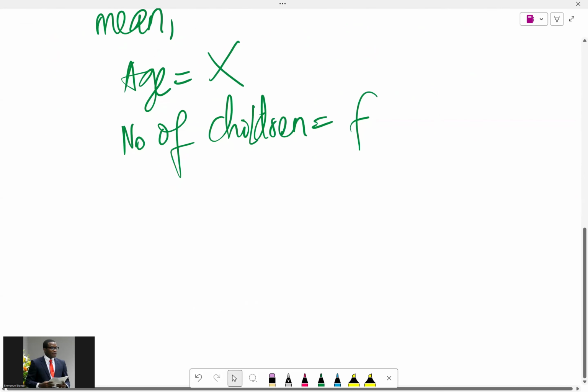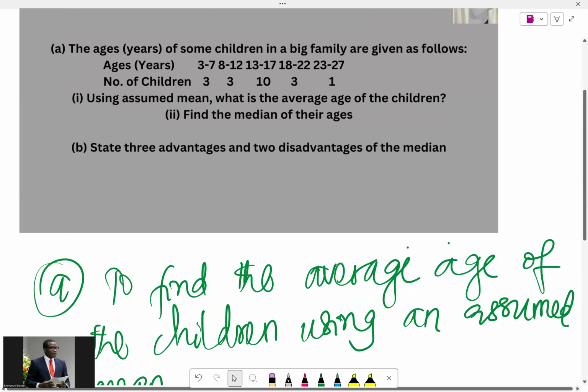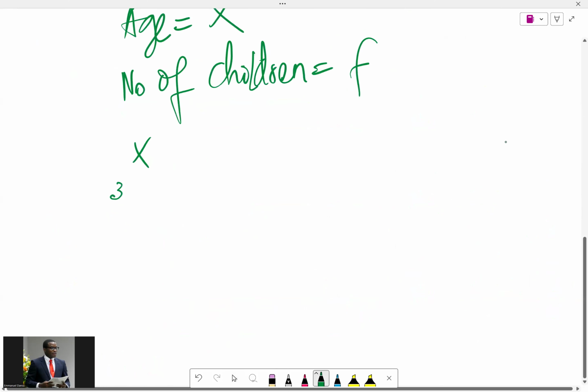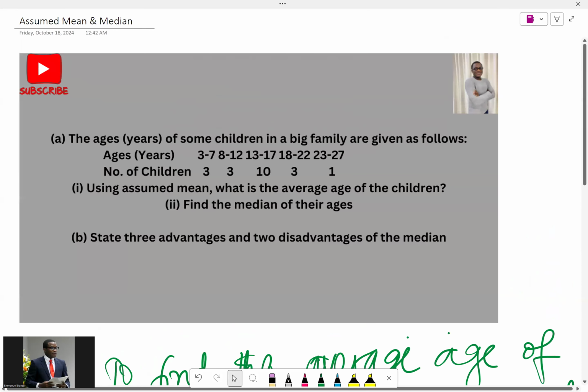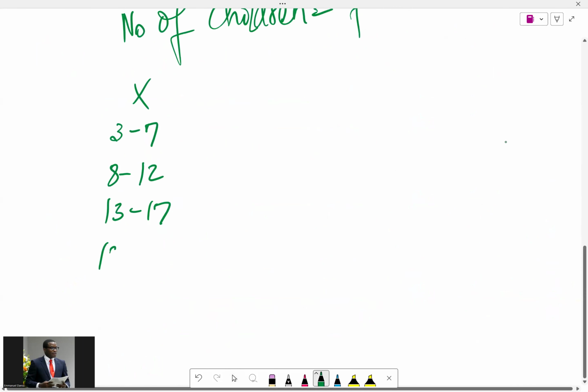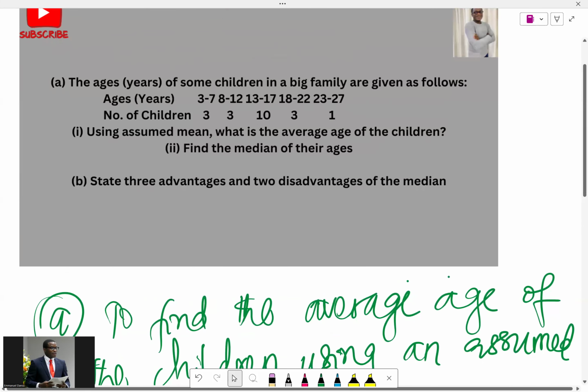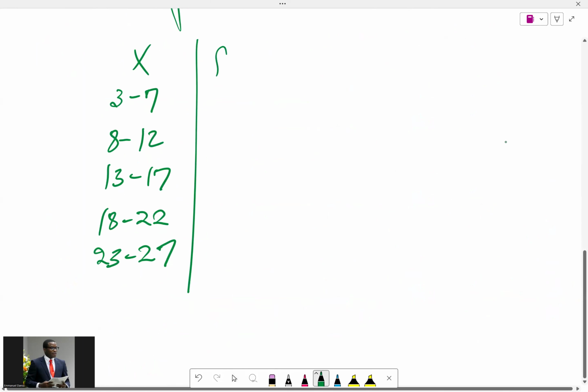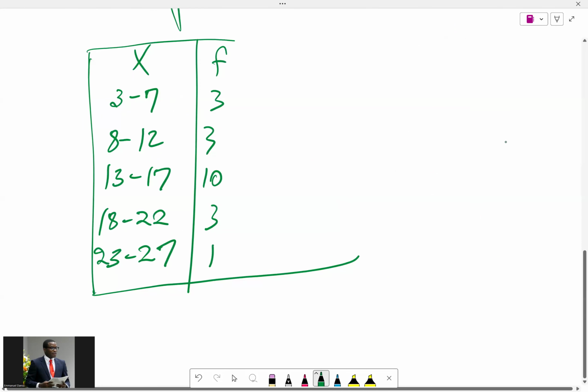So we can use that. And then we have X to be 3 to 7, 8 to 12, 13 to 17, 18 to 22, and then 23 to 27. So that's X. The frequencies now will be 3, 3, 10, 3, 1. So F is 3, 3, 10, 3, and 1. So that is the basis of the question.